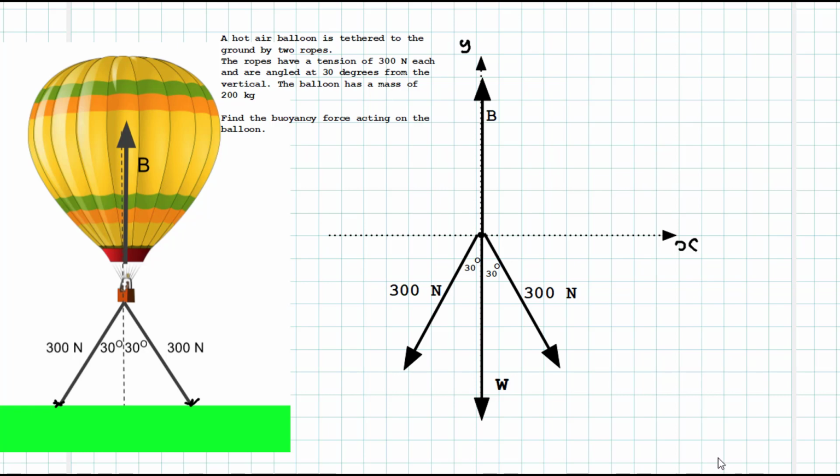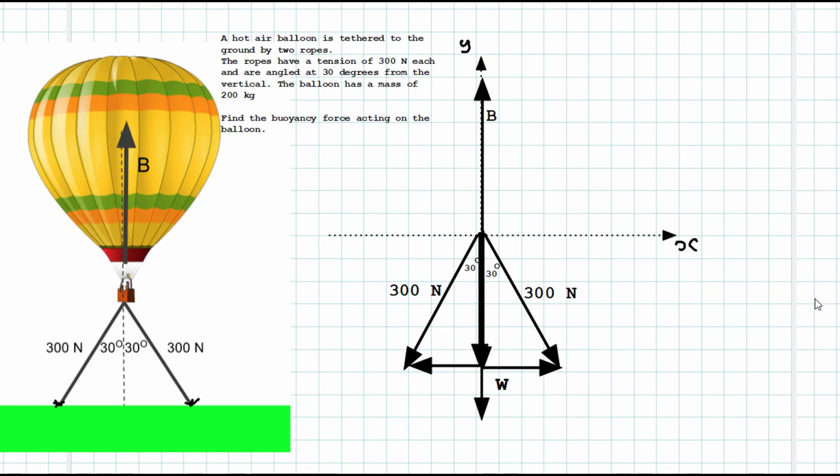Now to do that, I'll bring over the components of the 300 newtons due to the left hand rope, and that snuggles in there. So here we have the 300 newton tension vector, and here we have its horizontal component, and here we have its vertical component. And we can do the exact same for the other rope. We can have the horizontal component and the vertical component.